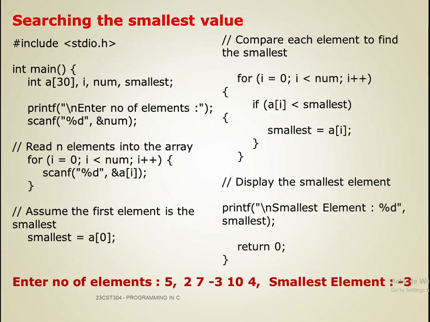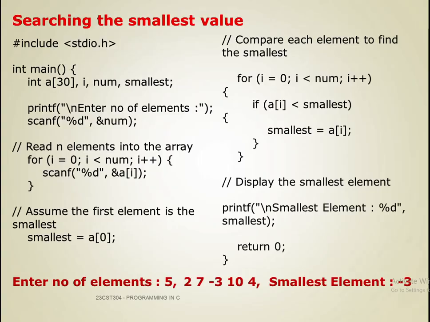Then we declare the variables i, num and smallest. Initially using scanf, we get the num value, that is the number of elements used in this array. After that we read the array values using the for loop. Now we want to find the smallest value in an array. Suppose the inputs are 2, 7, minus 3, 10 and 4. Here the number of elements in the array is 5.